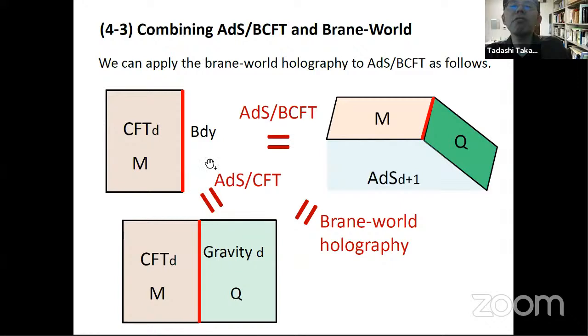But again, we can go back to the original one, because this gravity lives on this D-dimensional anti-de Sitter space. You can use AdS/CFT again and shrink the size by one dimension, D goes to D-1, which is namely this BCFT boundary. So that way, we have these three different pictures. This is what's called double holography.